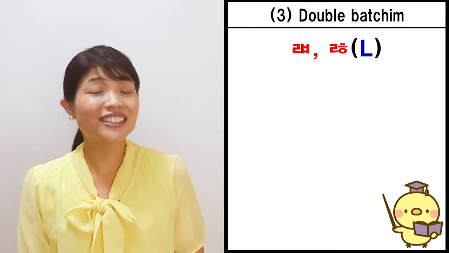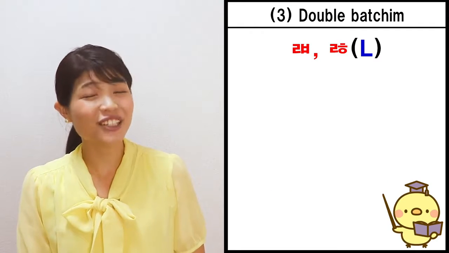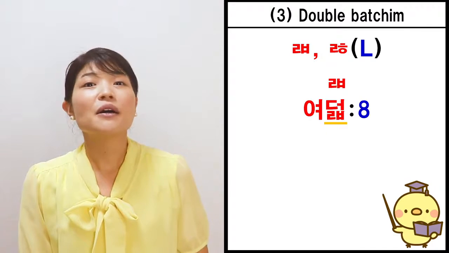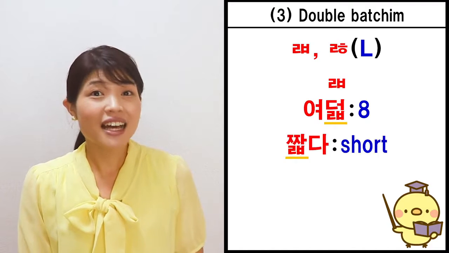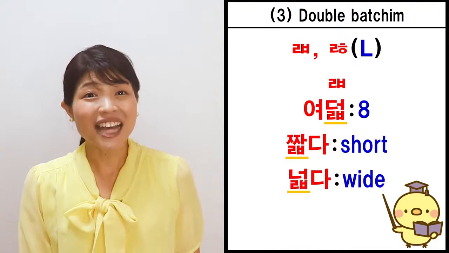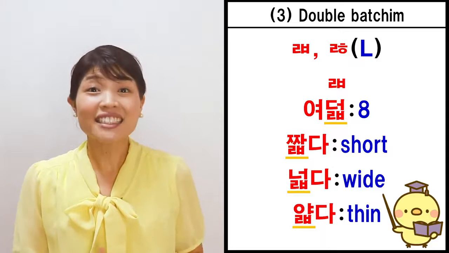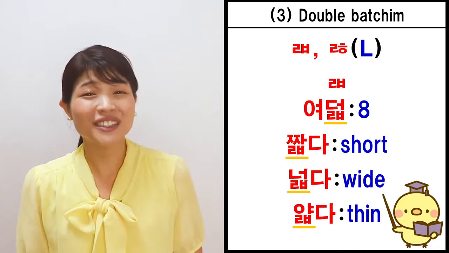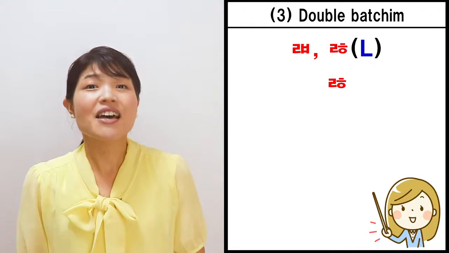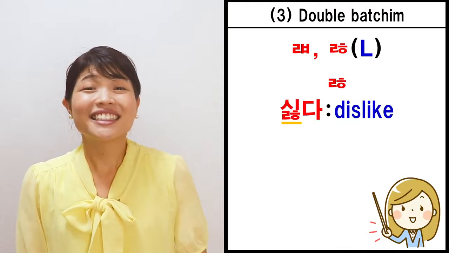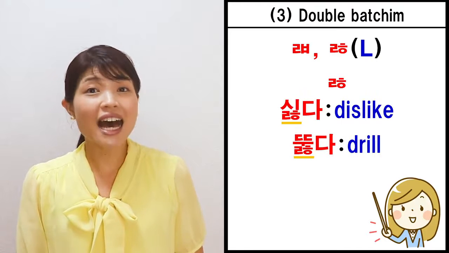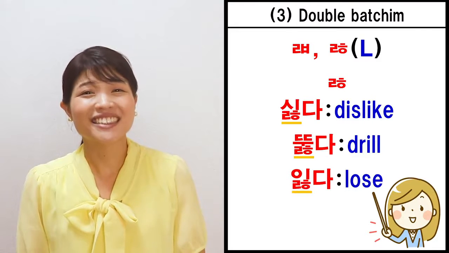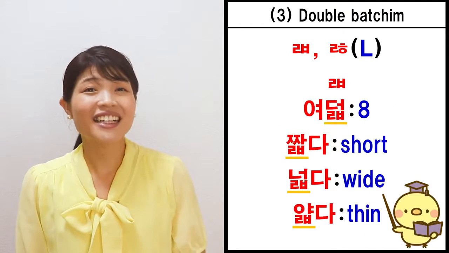리을, 비읍, and 리을, 히읗 have the L pronunciation. For 리을, 비읍, there are words like 여덟, 8, 짧다, short, 넓다, wide, 얇다, thin. These are the words that beginners must learn. For 리을, 히응, there are 싫다, dislike, 뚫다, drill, 잃다, lose. Let's read them together.